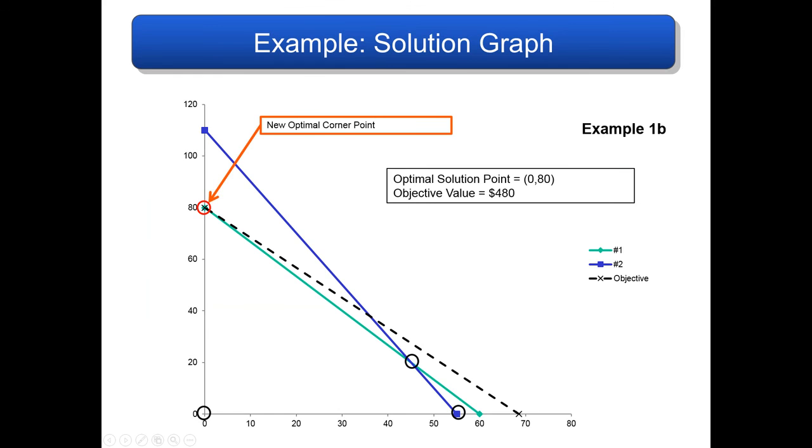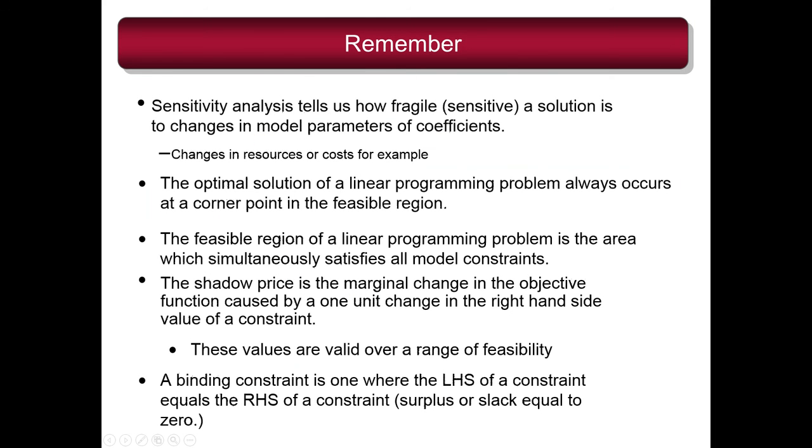All right, so just kind of a look here. Remember, sensitivity analysis tells us how fragile or sensitive a solution is. The optimal solution of a linear programming problem always occurs at a corner point. The feasible region of a linear programming problem is the area which simultaneously satisfies all of the model constraints. The shadow price is the marginal change in the objective function caused by a 1 unit change in the right-hand side value. These values are valid over a range of feasibility. A binding constraint is one where the left-hand side of a constraint equals the right-hand side, or we have no surplus or slack. So I hope that helps you a little bit with your sensitivity analysis.